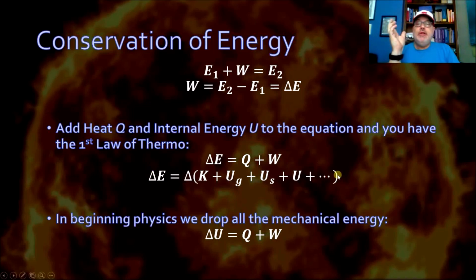This equation becomes pretty long and cumbersome with all these different energies involved in it. So what we do when we're beginning physics is we eliminate things, just like in mechanics, we neglected air resistance and friction at the beginning. So we're doing the same thing here. We're going to neglect all the mechanical energy and just be left with internal energy. So what we end up with is that the internal energy of the system changes depending on whether you add or subtract heat from the system, or whether the system does work or you do work on the system. And that's it. So don't make it hard. This is just conservation of energy.